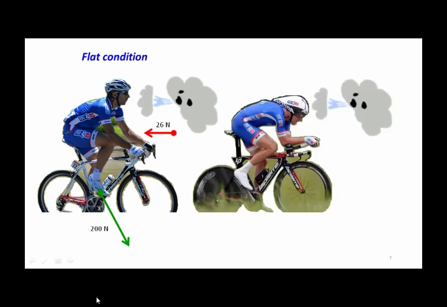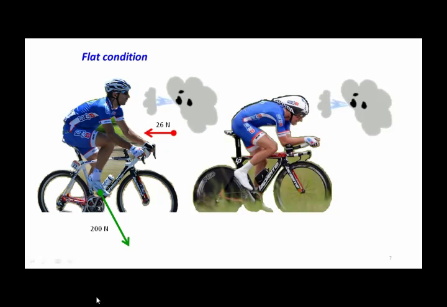It's a very, very great problem because there are cyclists for whom it is very easy to ride on flat terrain with the wind. But for others, it's very, very difficult. It's not the same thing. Why? Because overcoming the air resistance is not the same thing. Here, the total opposing motion is 26 newton for always 200 newton. It's not the same thing.